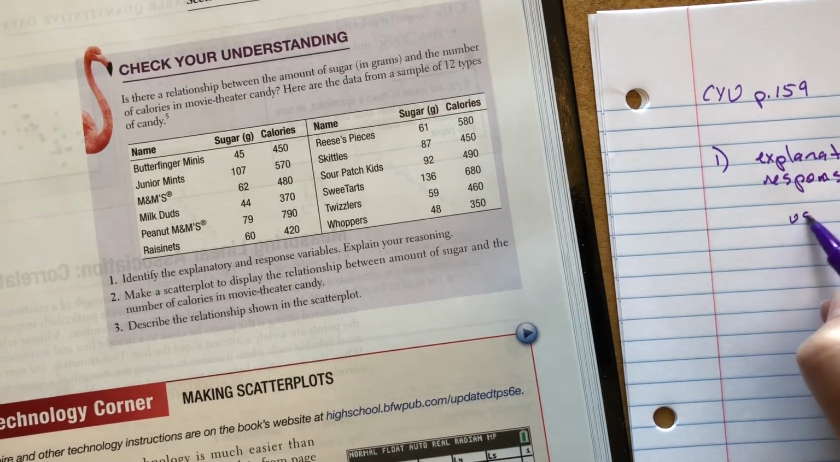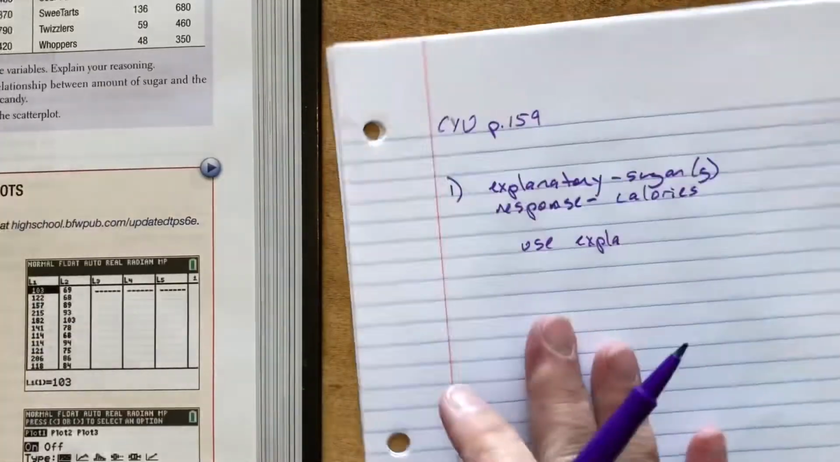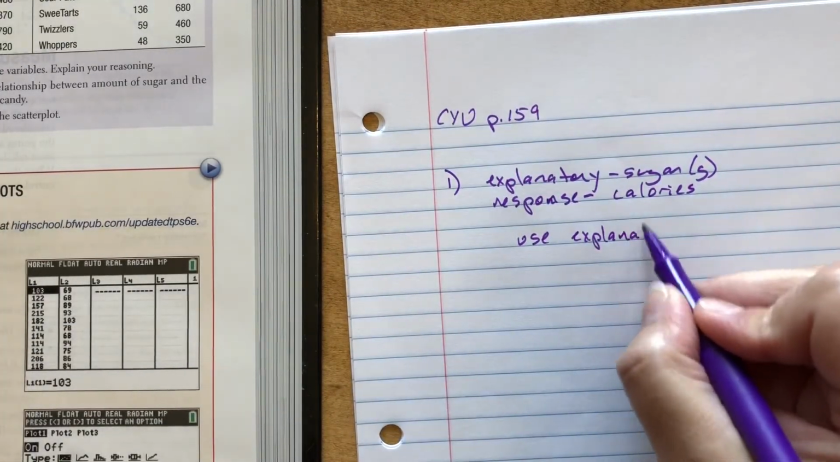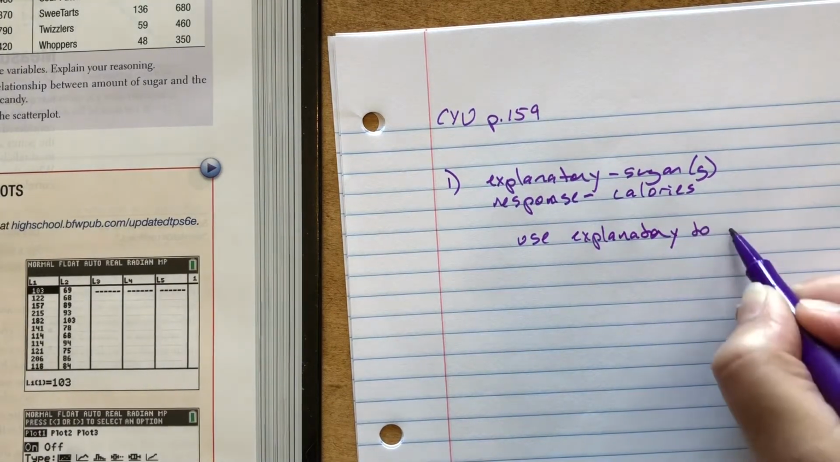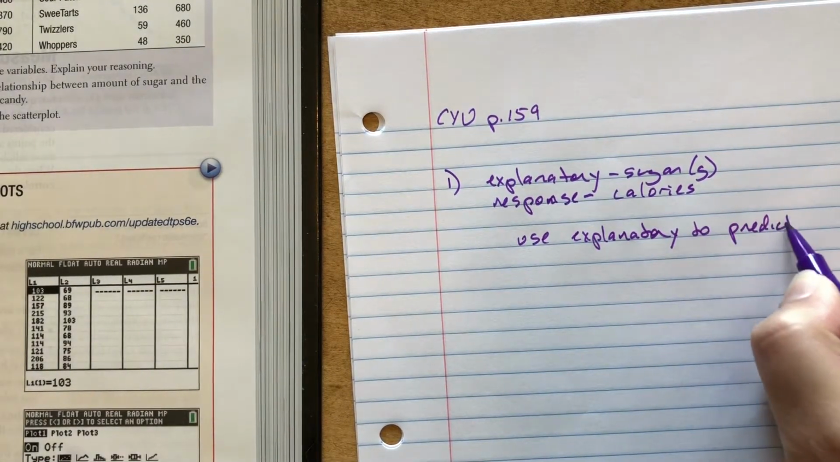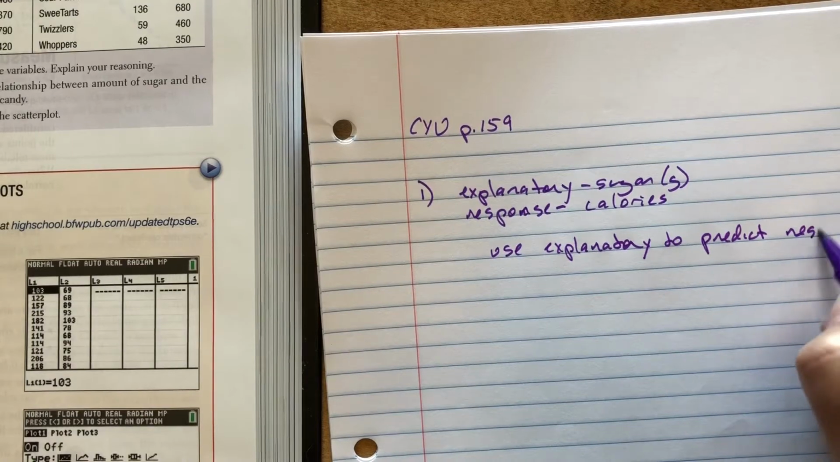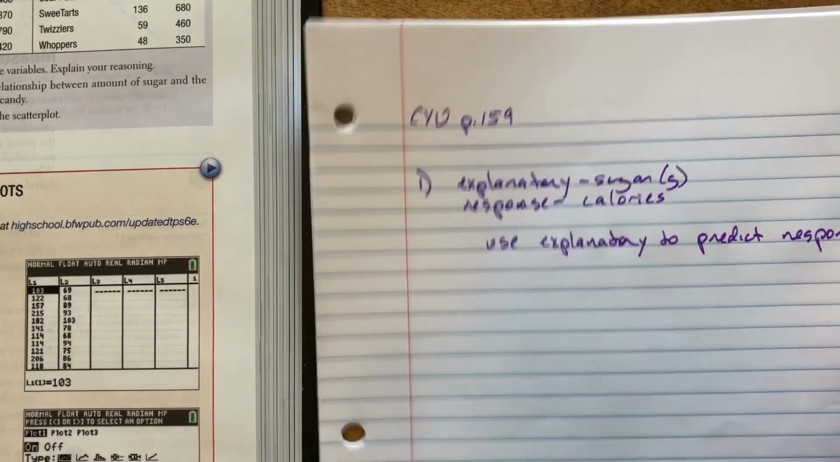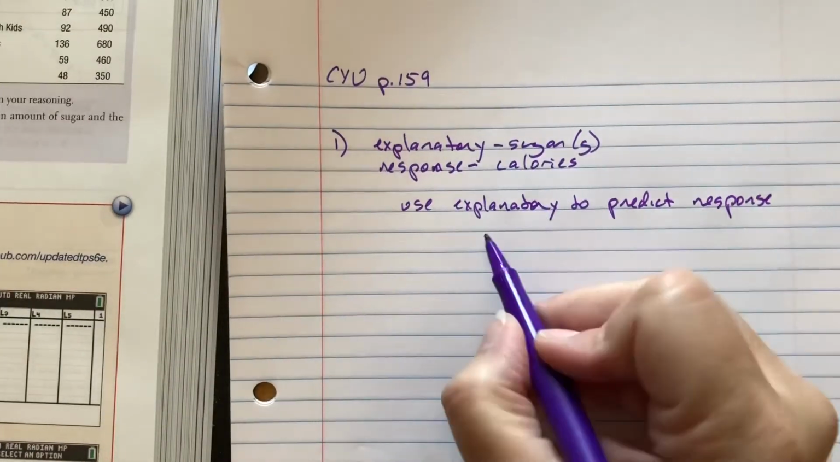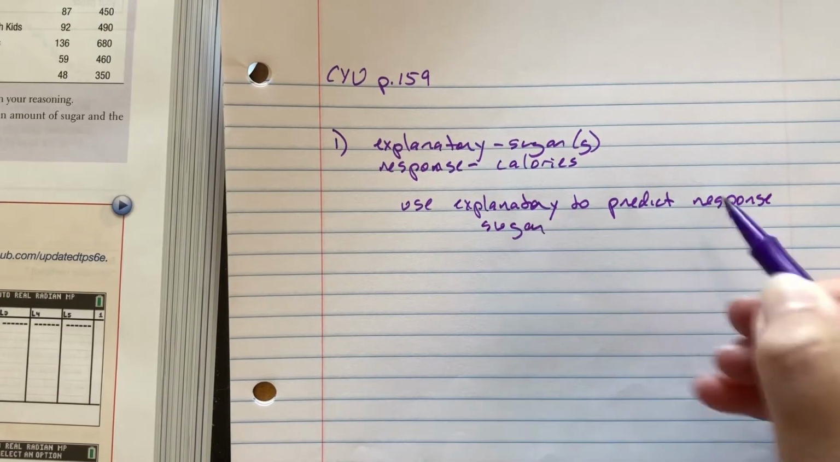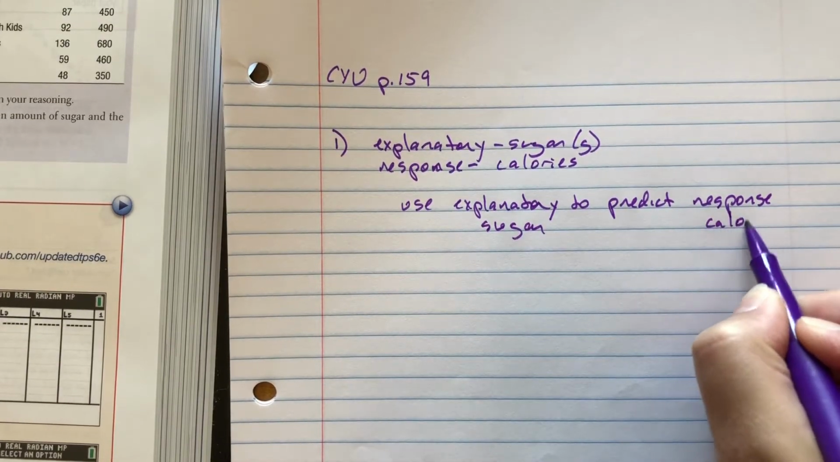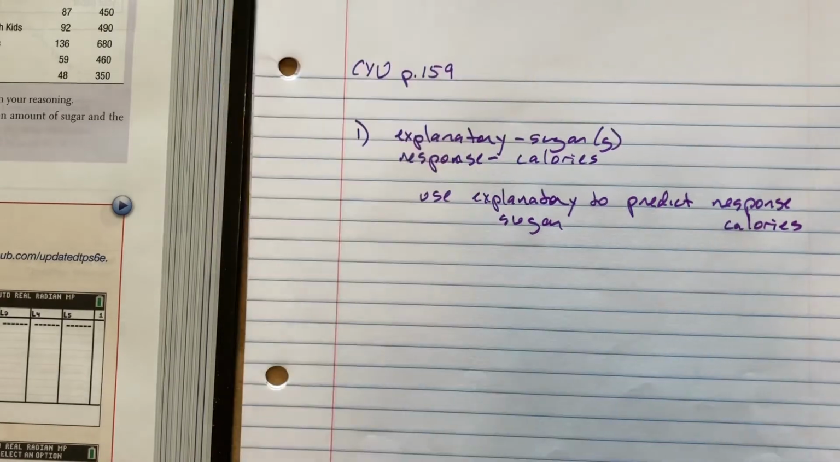So we use the explanatory to predict the response. So we're going to use sugar to predict calories. So that's how we know.